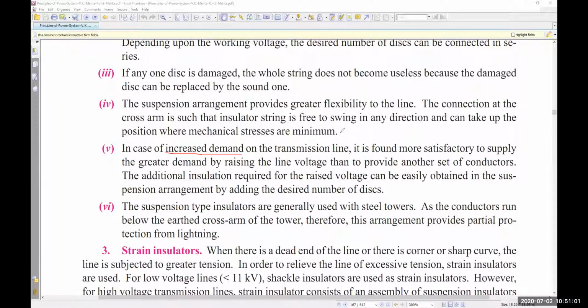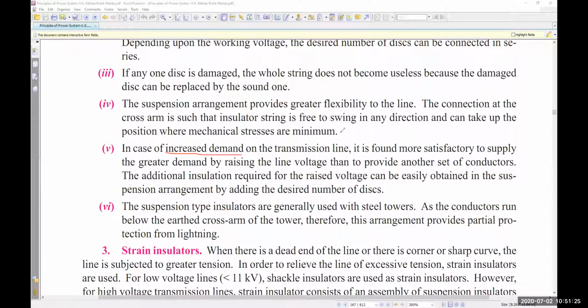Or one more thing, you can increase the voltage. If you increase the voltage, that means the power is increasing, right? If you increase the voltage, your power is increasing. That means you can give more power to your user, consumer. Okay. But for using more voltage, you have to what?